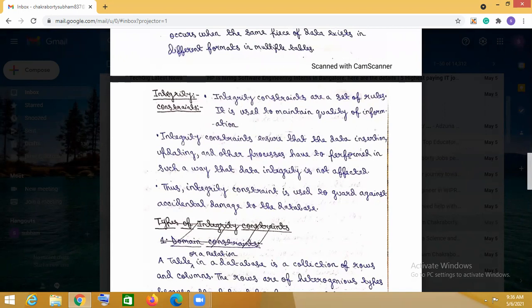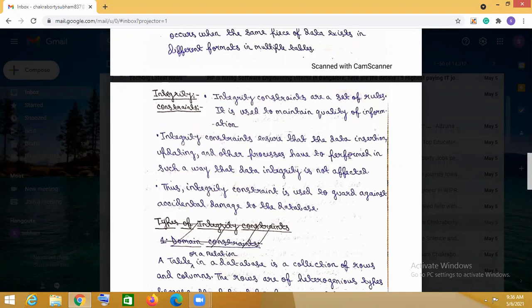Integrity constraints are used to guard against accidental damage to the database. For example, if all the records are stored in the college, and some new student gets admitted.